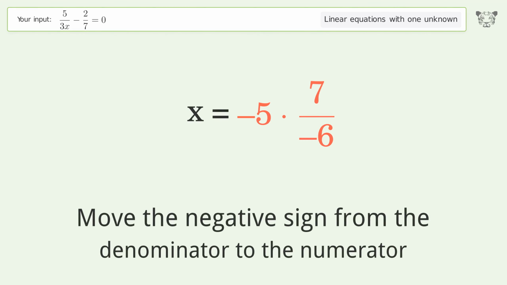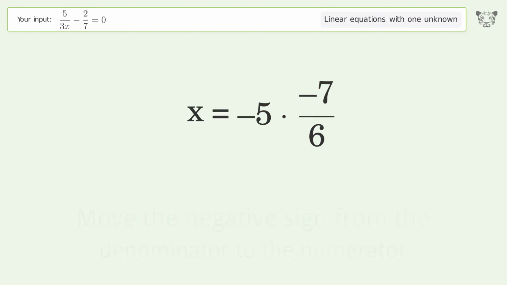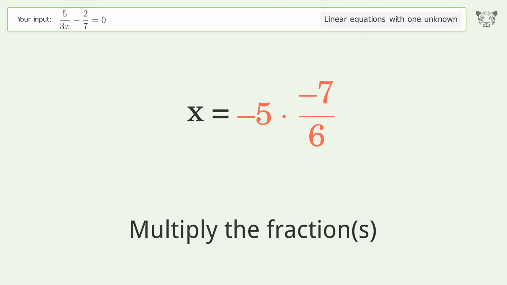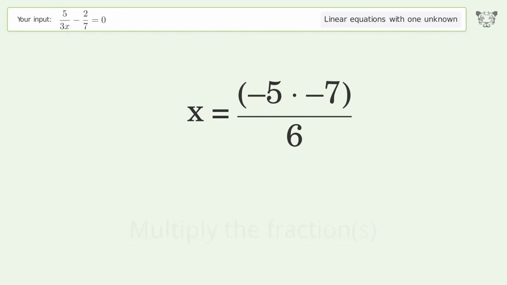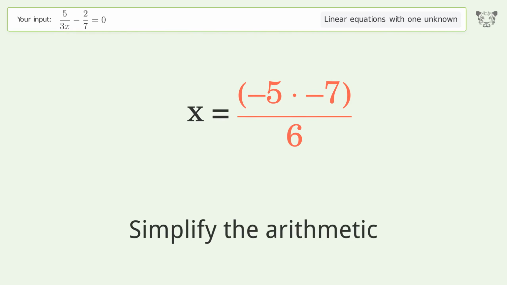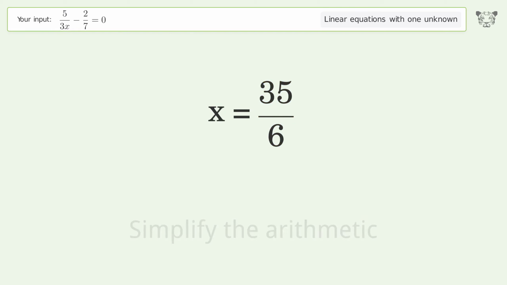Move the negative sign from the denominator to the numerator. Multiply the fractions. Simplify the arithmetic. And so the final result is x equals 35/6.